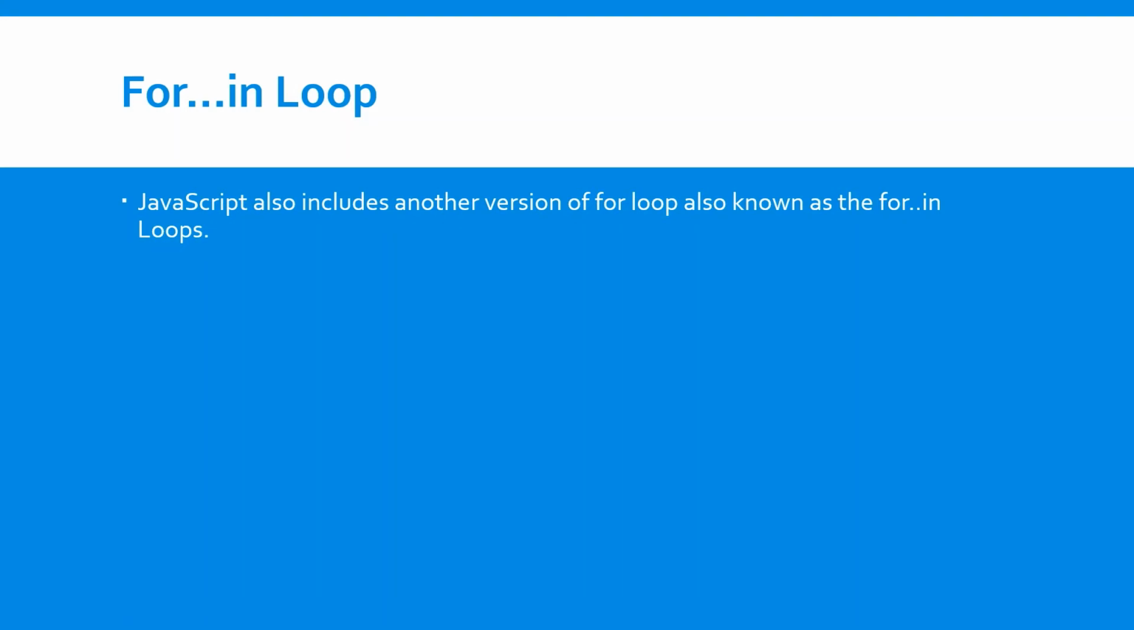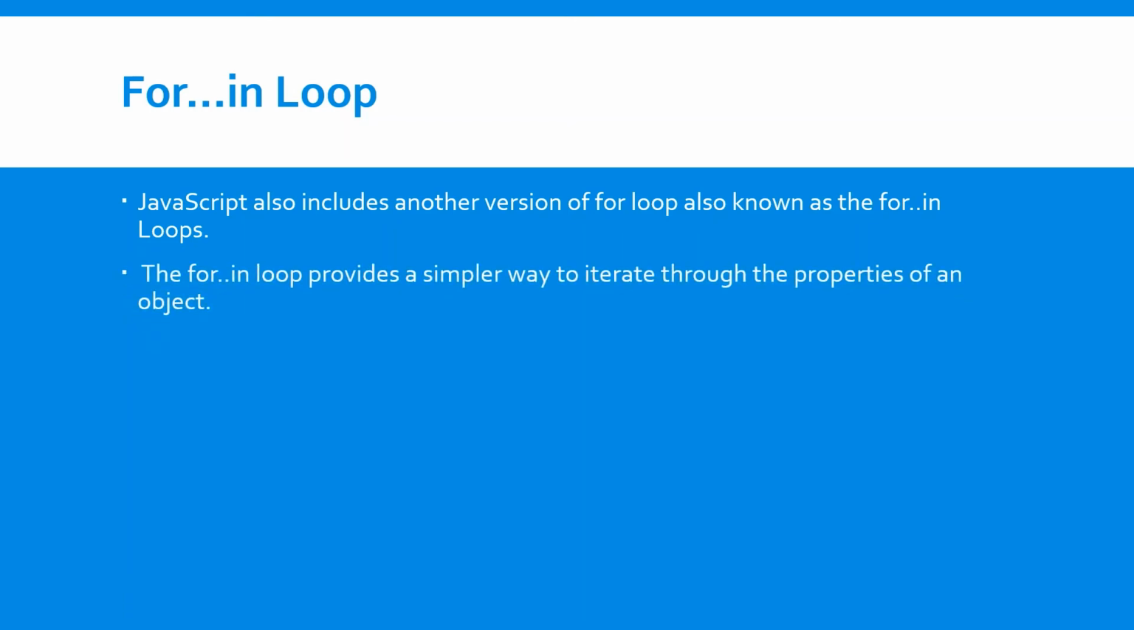The next one is the for in loop. JavaScript also provides another version of the for loop that is known as the for in loop. The for in loop provides a simple way to iterate through the properties of an object. The syntax of the for in loop is as follows. When we are working with objects, the for in loop is mostly used with objects to iterate their properties.